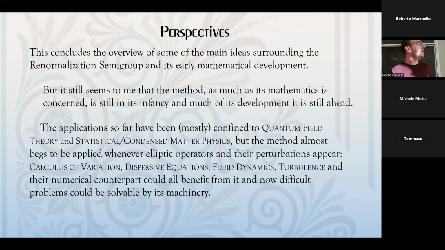Maybe one reason for this is that it tackled mostly problems arising from quantum field theory and statistical or condensed matter physics, but in principle it could be applied to any problem where elliptic operators arise. So it could be applied in calculus of variations, which is almost all about elliptic operators, and in dispersive equations, where one has maybe an elliptic operator, but in imaginary time with an imaginary coefficient. And also in fluid dynamics, where there is this energy that goes from higher to lower scales, to smaller vortices, and then to the kinetic scale, and so turbulence, and also the numerical counterparts.